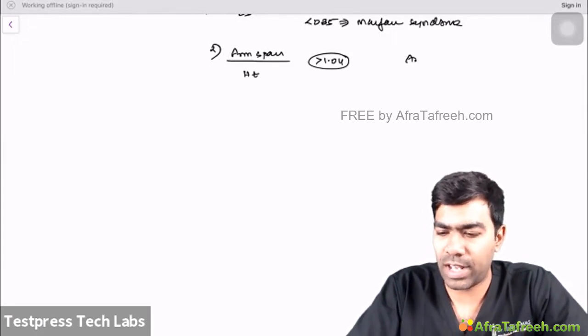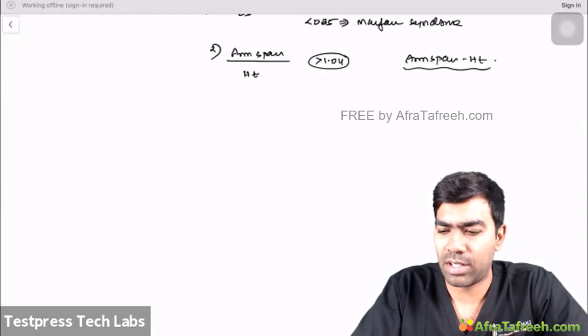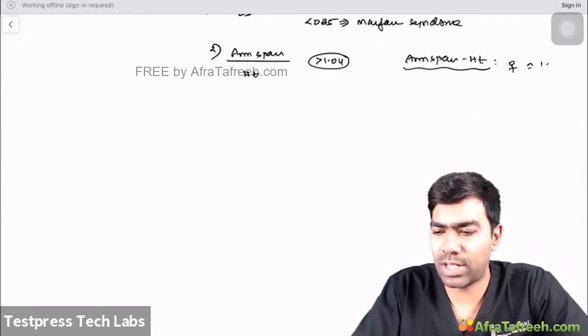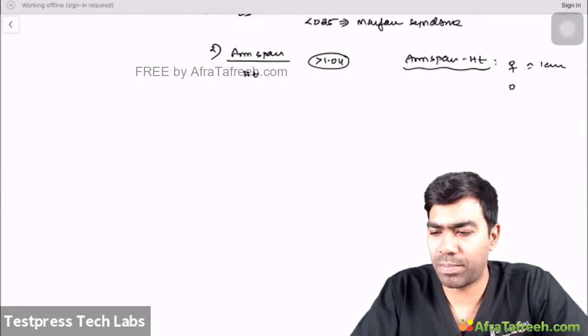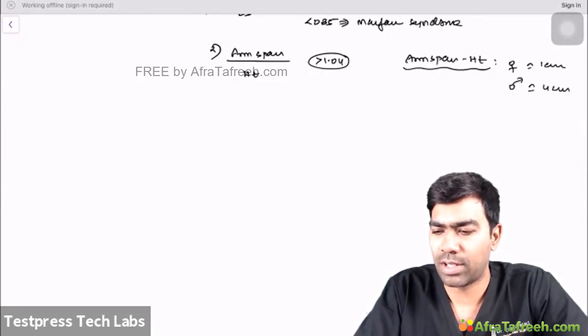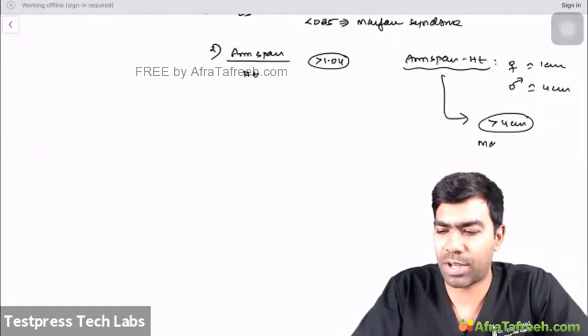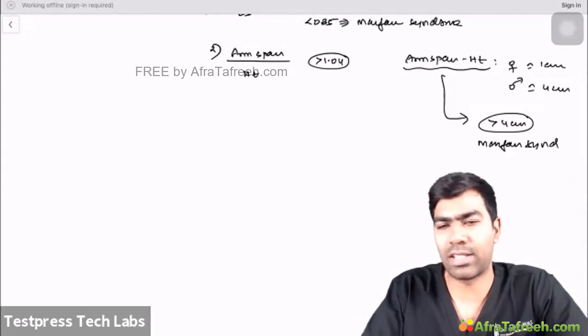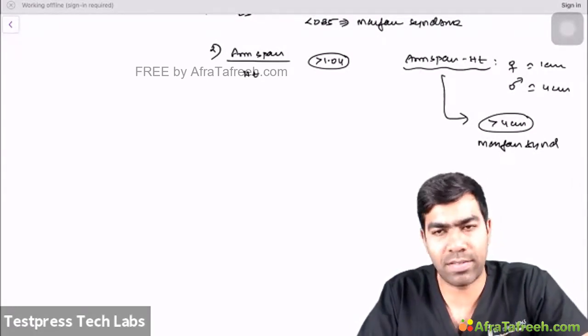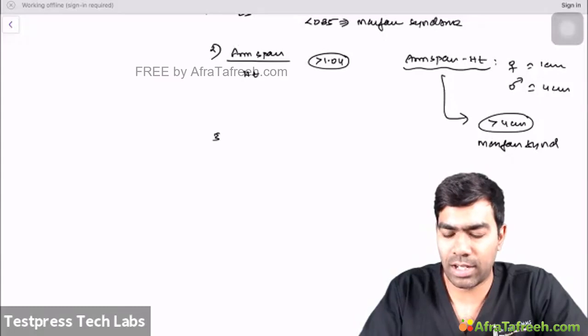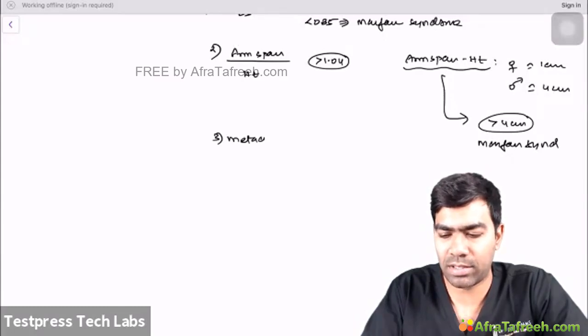Similarly, if you take the arm span minus height, in a healthy adult female, up to 1 centimeter is okay. In a male, up to 4 centimeters is okay. If it is more than 4 centimeters, then again, that is indicative of Marfan syndrome. That again tells you that the patient is having a significant increase in arm span compared to the height. And that's a very important index as well. And third, we have something called the metacarpal index.